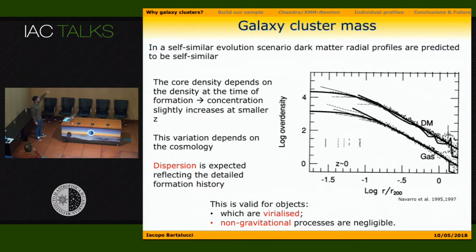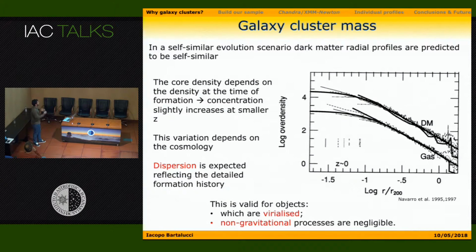And also, we see some dispersion for these profiles. And this dispersion is related to the detailed individual history of formation and assembly. So, if we want to do cosmology with galaxy clusters, we can measure the mass, or we can look at this. Now, everything I said for this scenario is valid for objects which are relaxed and where non-gravitational processes are negligible.